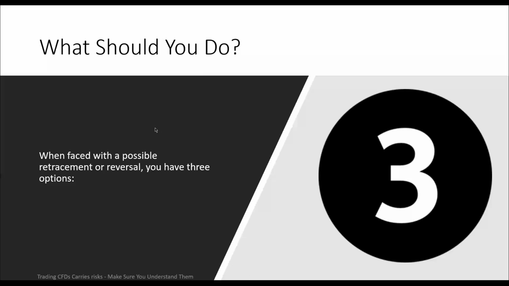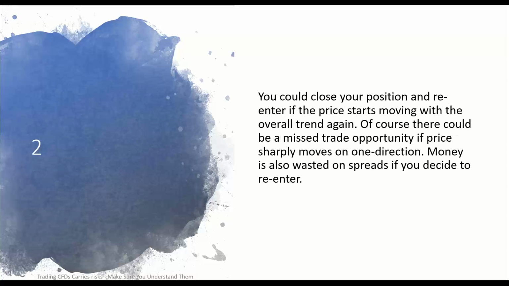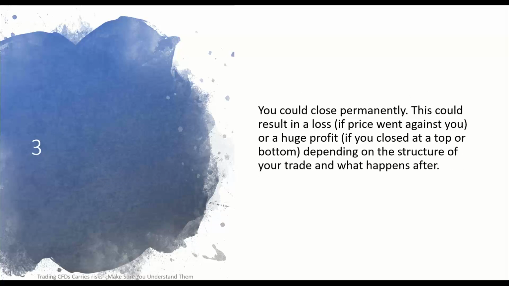So again, you only have 3 possible decisions. When faced with a retracement or reversal, you have 3 options. If you're in a position, you could hold on to your position. This could lead to losses if the retracement turns out to be a longer term reversal. You could close your position and re-enter if the price starts moving in your favor. Or 3, you could just close your position permanently.